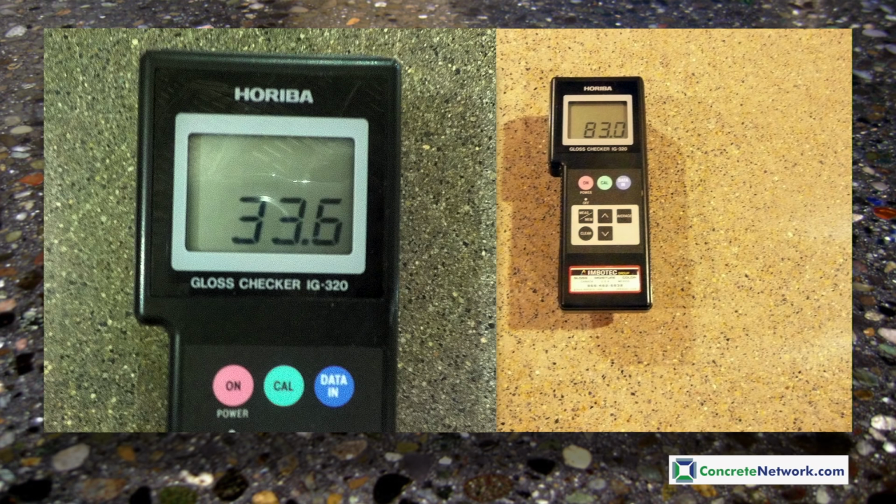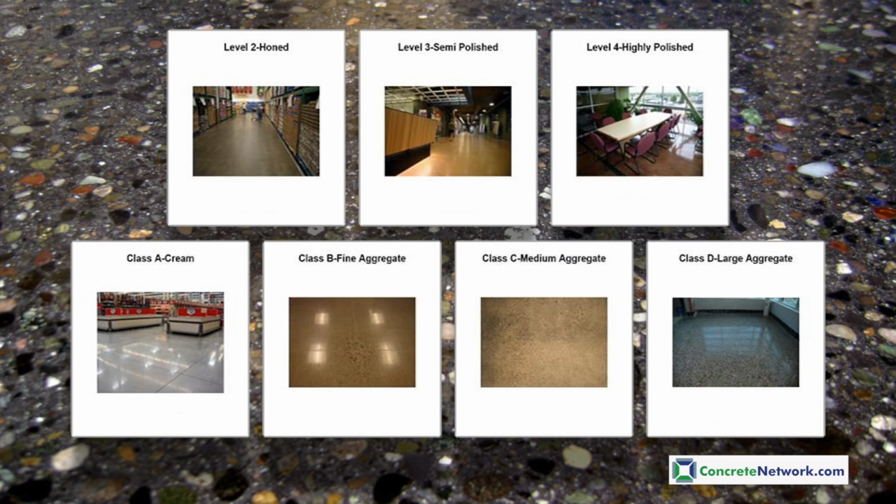Here is an example of a level 2 honed surface using a 60-degree reflective gloss meter compared to a level 4 highly polished surface with high light reflectivity. Having an understanding of the desired or specified profile is crucial before any work starts. It is important to have this defined.